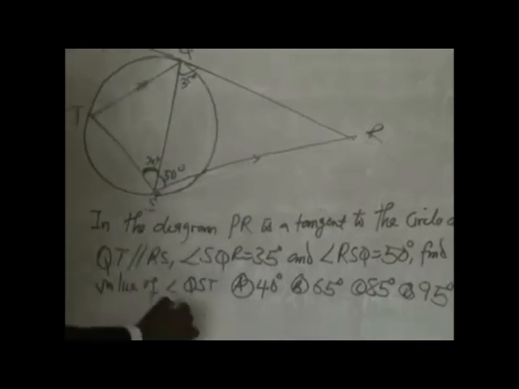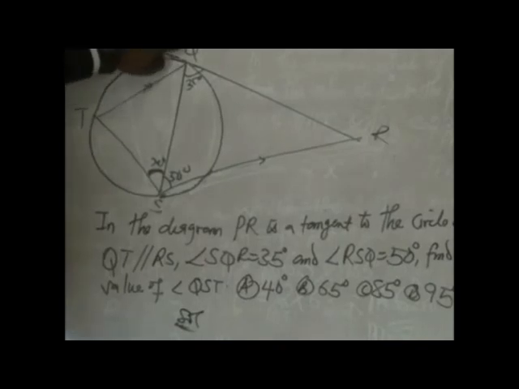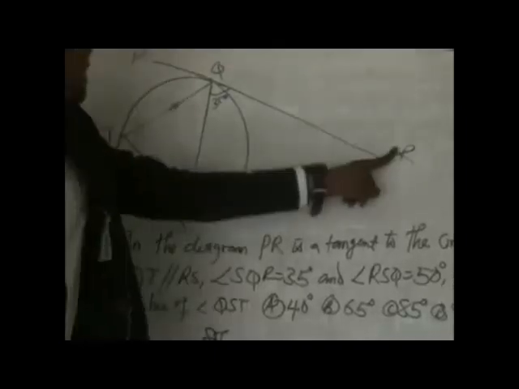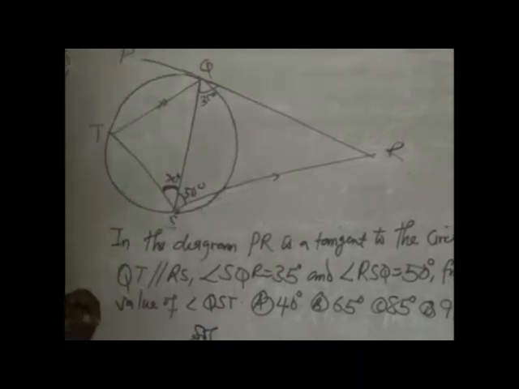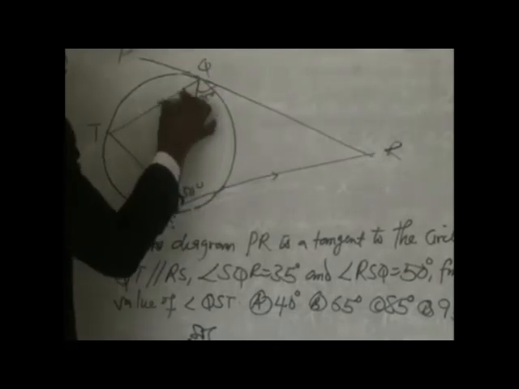And don't forget, this is quite simple. This angle, 50 degrees, is alternate to this angle. Please follow up. Let me take it again. Angle QSR is equal to angle SQT. That means this angle is alternate to this angle, so this place becomes 50 degrees. Yes, they are alternate angles.